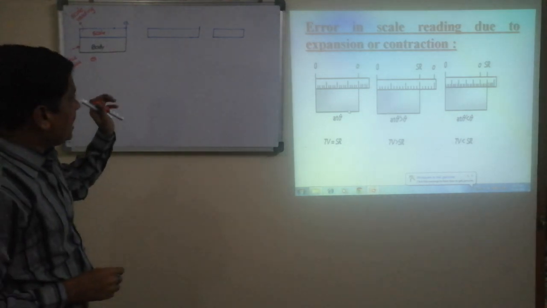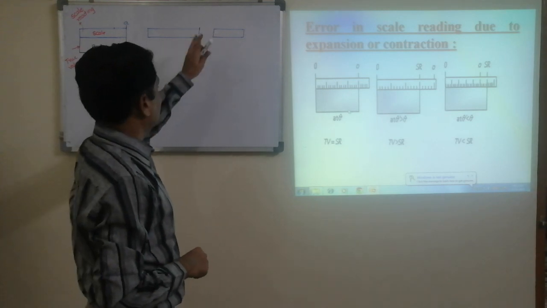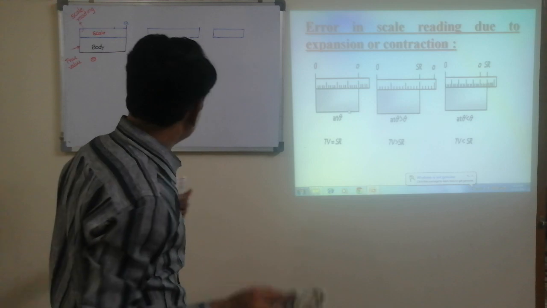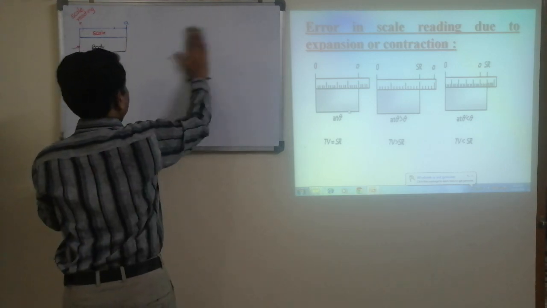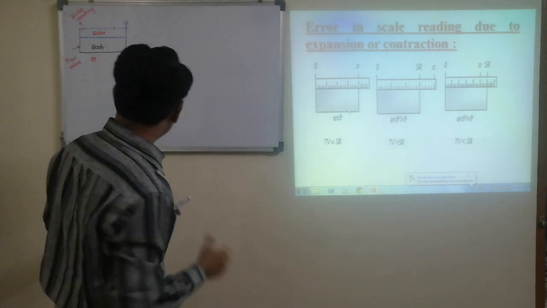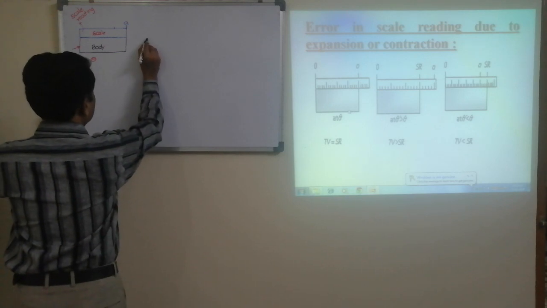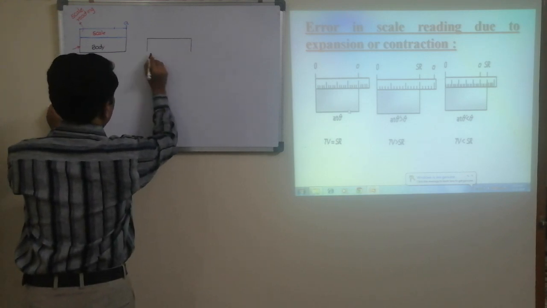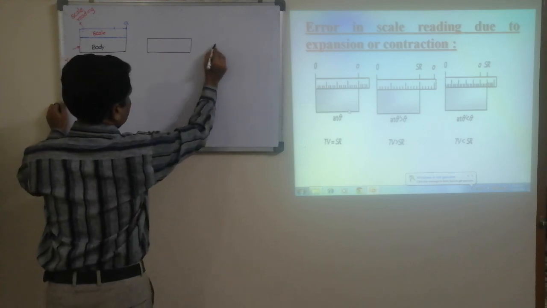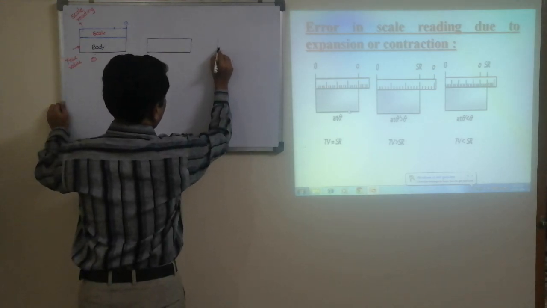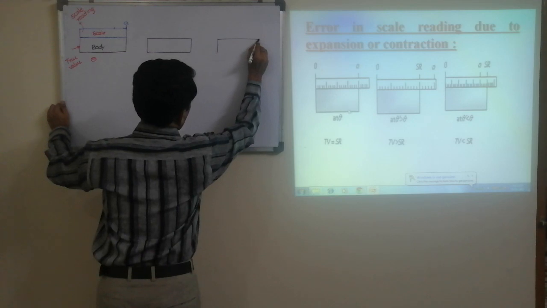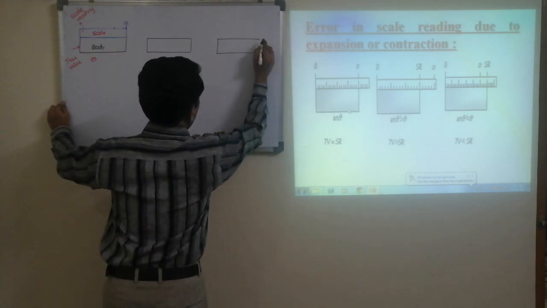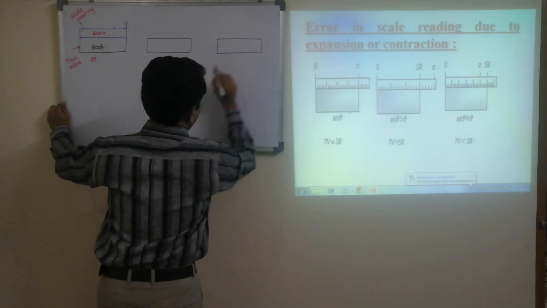See, I am heating the scale, not the body. Hence, the size of the body remains the same. So this is the first case. This is the second case. This is the third case. In all three cases, the size of the body remains the same.